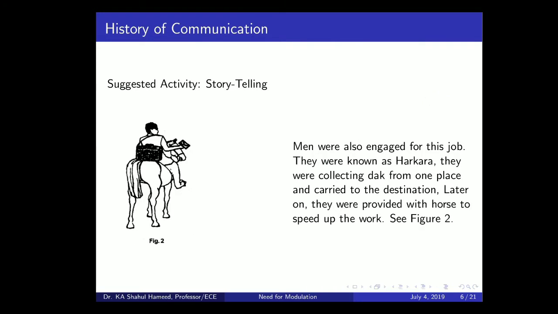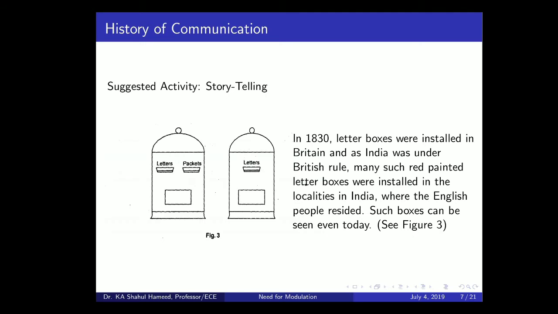Another way is the horse rider. A horse rider generally carried information from one place to another. This is another type of communication used in olden days. Later, we used post, letters, and we could send letters from one place to another. The important thing is that we have to write the address, and a postman will take the letter from one place to another and deliver it to the destination.